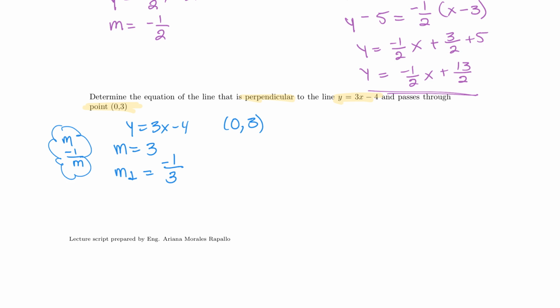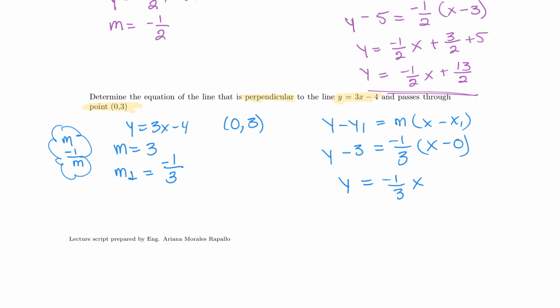Okay, so let's write down the equation of the new line. It will be y minus y1 equals m times (x minus x1). y minus 3 equals, what is the new m? Minus 1/3, times (x minus 0). Let's arrange this equation and we end up with y equals minus 1/3 x plus 3. So this is the equation of a perpendicular line to the one we are given.